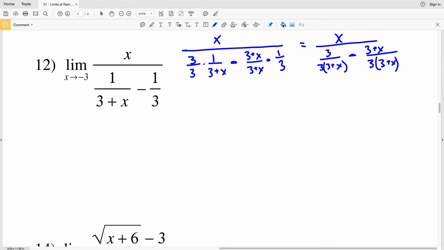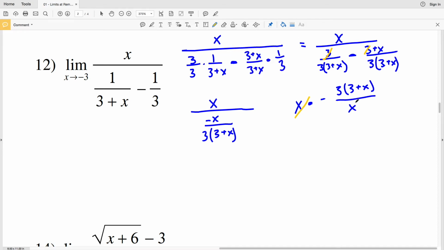So now that I have a common denominator, I'll be able to simplify. 3 minus 3 is 0. So I'll have x all over negative x, because I'm subtracting that x, over 3 times 3 plus x. And just like in the previous problem, I'm going to now multiply by that reciprocal. So I'll have x times negative 3 times 3 plus x all over x. And again, my x's will cancel out.